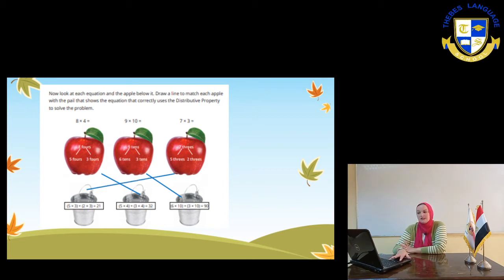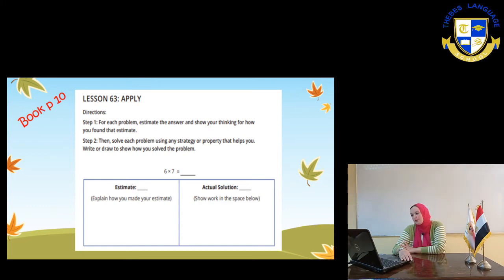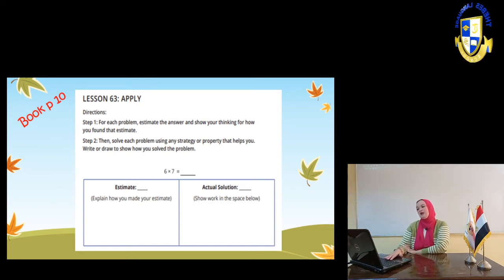Okay, the next page. Step 1 for each problem, estimate the answer and show your thinking for how you found the estimate. Step 2, then solve each problem using any strategy or property that helps you write or draw to show how you solved the problem. Here we have 6 times 7.